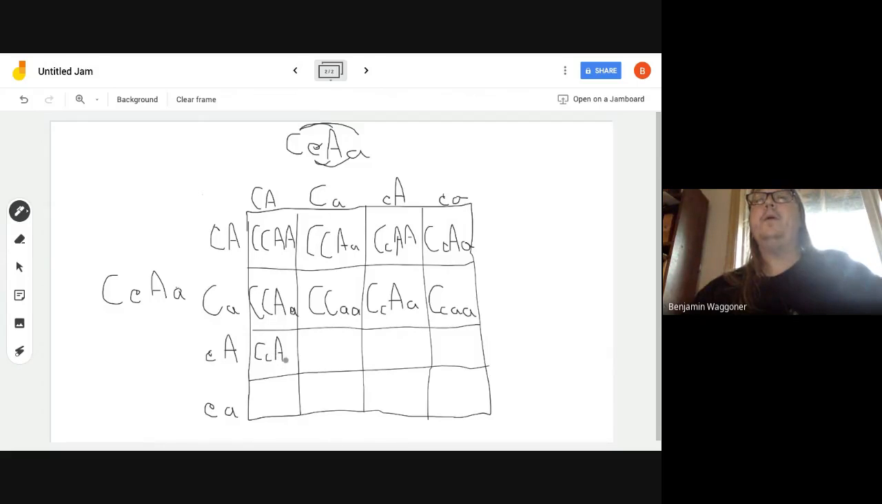That one's going to look agouti. This one will look agouti.